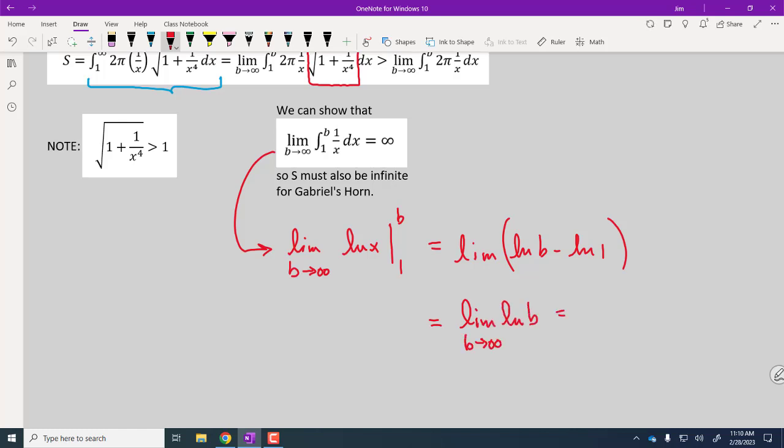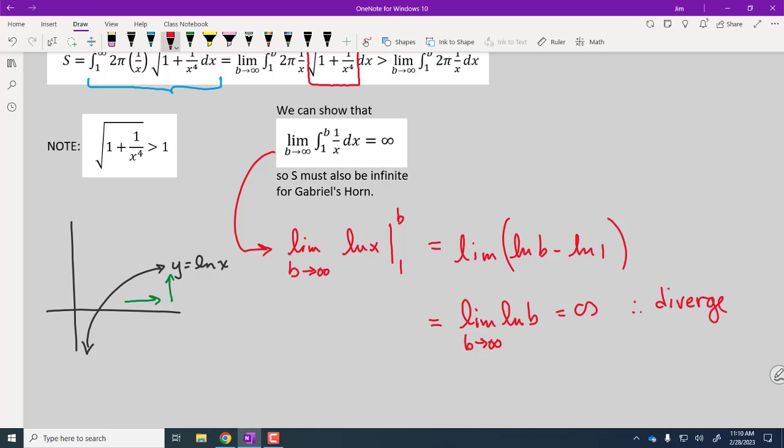And what is that limit? The natural log function is growing. So if we look at a picture of the natural log function, it looks like this. Doesn't it go to infinity? So as we go this way, the y values go to infinity. So this limit is infinite. So therefore it diverges.